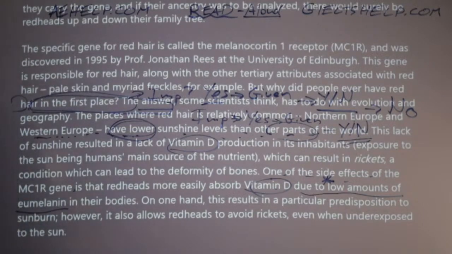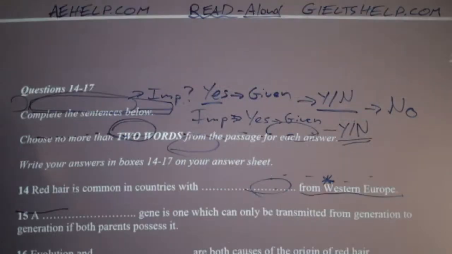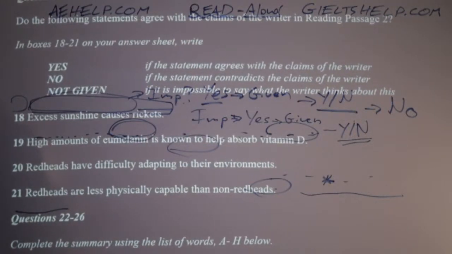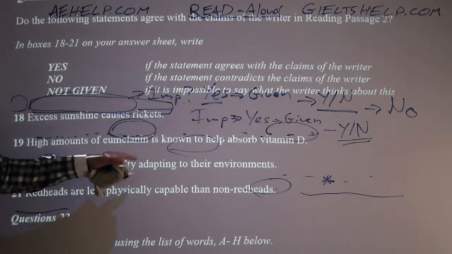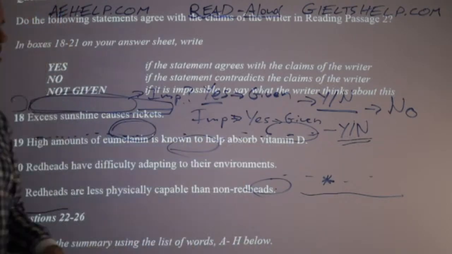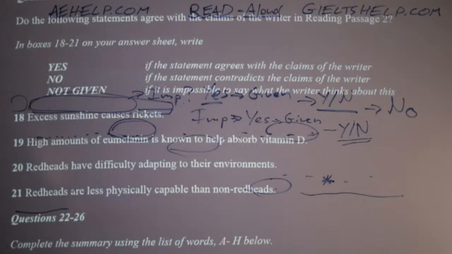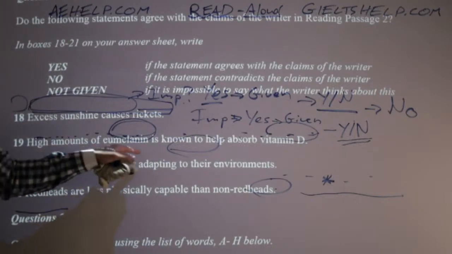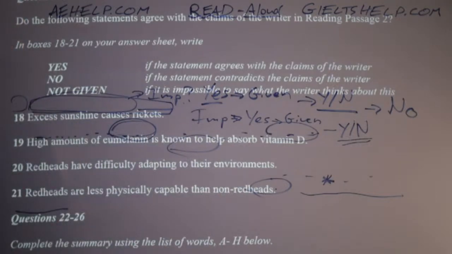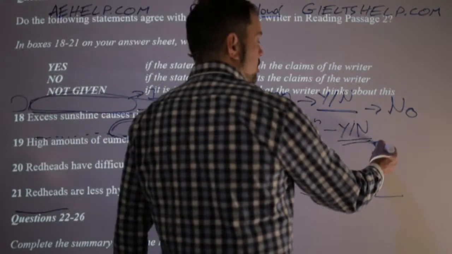Okay, and then I look at the yes, no, not given. It says high amounts of eumelanin is known to help absorb vitamin D. Obviously, that's false. We want low amounts of eumelanin to absorb vitamin D. So we know that this answer is also a no.